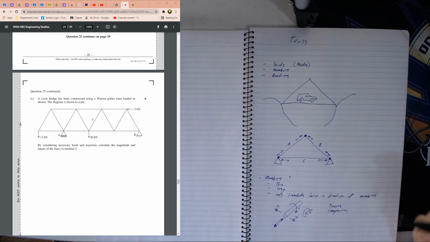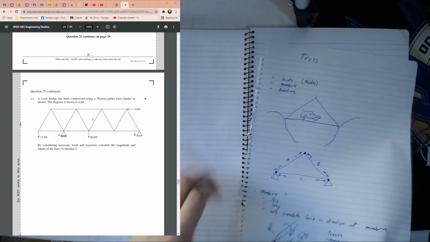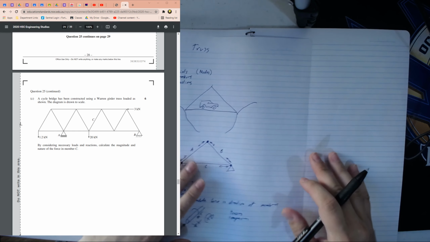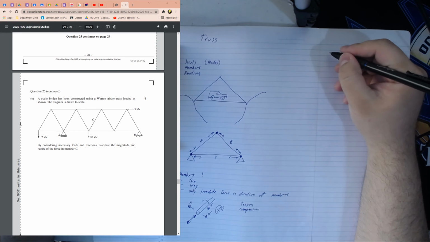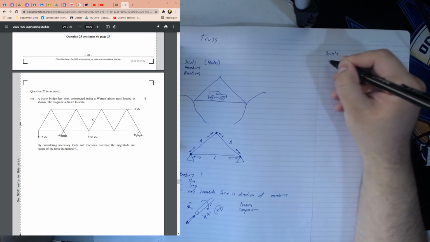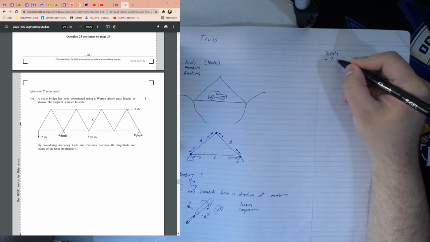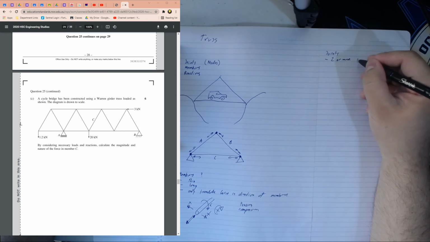So that is members. Our next part is our nodes. So what is the rule for our nodes? Right, so then we're going on to what is a node. So a joint. We already have the rule that a joint connects two or more members.